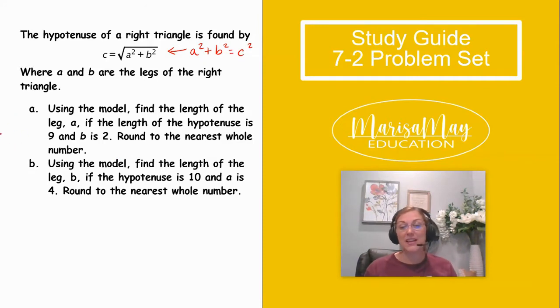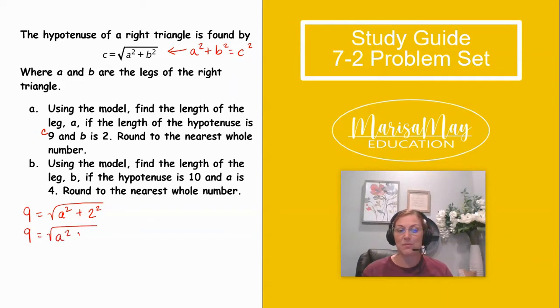We want to find the length of leg A if we know the hypotenuse, that is C, is 9 and B is 2. So let's make those substitutions. We're going to put 9 in for C, and then we're going to have a square root with A squared, and then we have B is 2, so we'll put a 2 in for B. So we have 9 equals the square root of A squared plus 4.